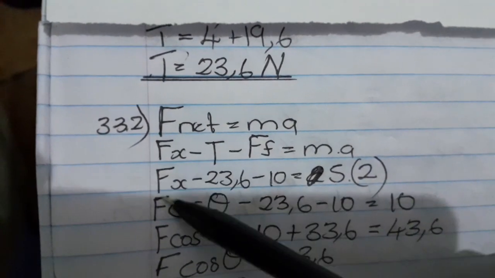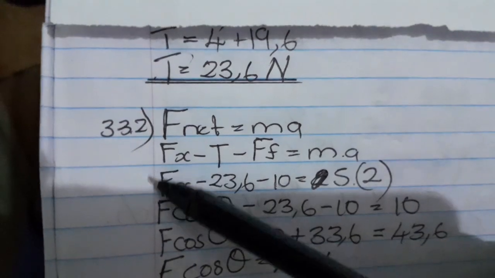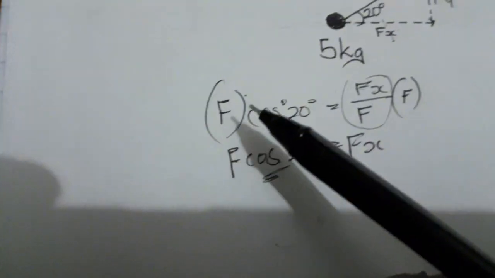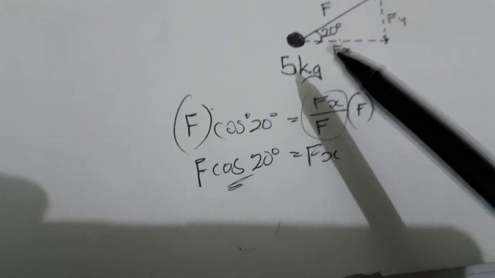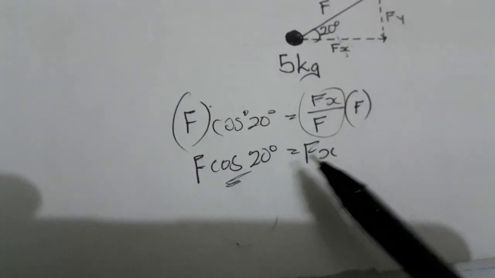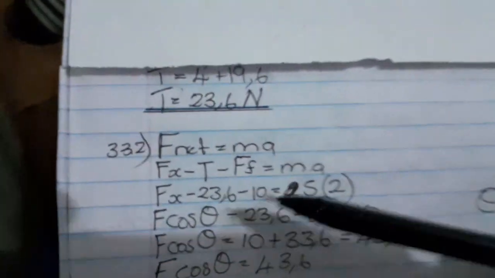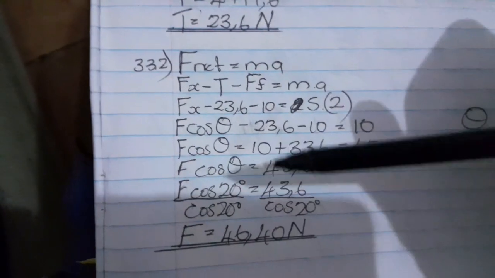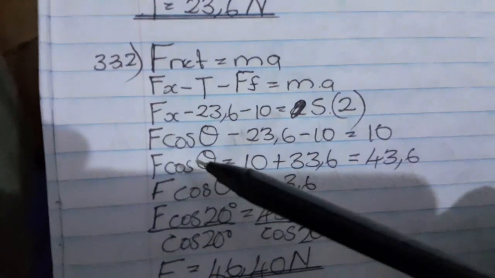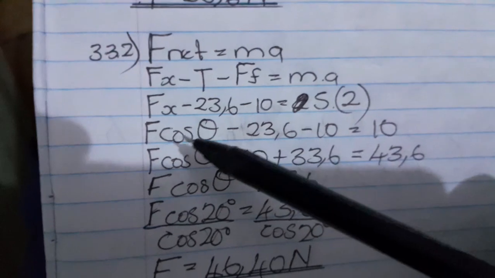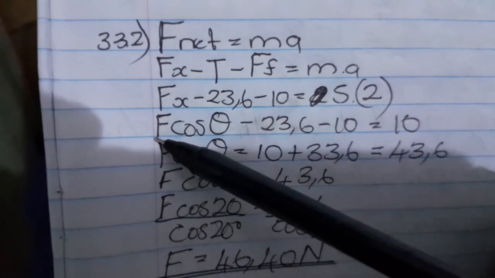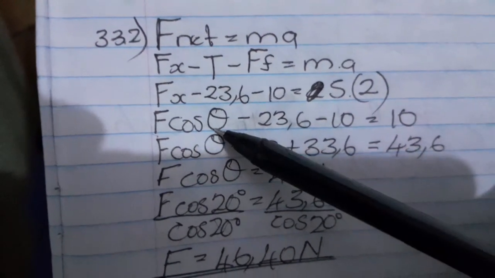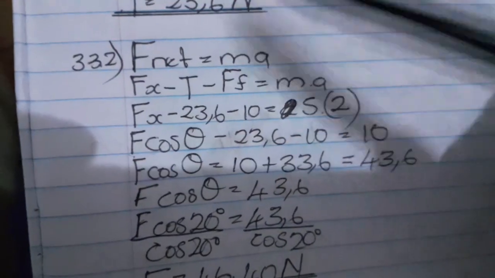And then we know, remember, we have got the ratio of this. We know Fx is equal to F times cos 20, as we proved here using our trig ratios. So we just put F times cos 20 there, because we are trying to solve for F. We're not trying to solve for Fx. So we have to substitute now. So now our only unknown is F, because we know cos theta is cos 20 degrees. We know that.